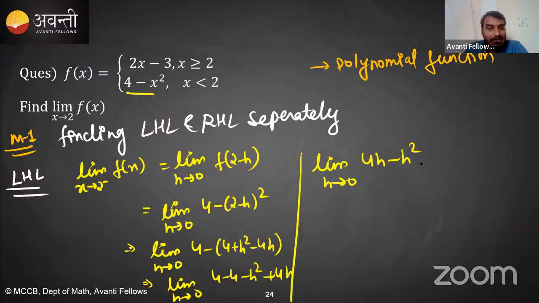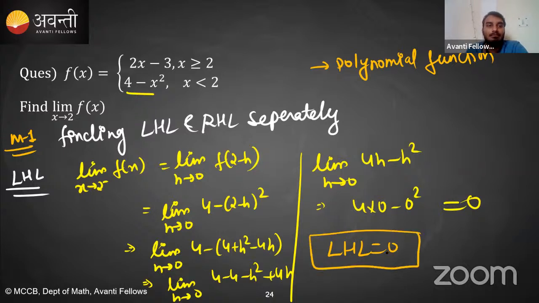Since it is not an indeterminate form, directly put h equal to 0. What will we get? 4 into 0 minus 0 square, which is 0. So it means the left hand limit is 0. It means the left hand limit is what? 0. Clear? Now let's find the right hand limit.